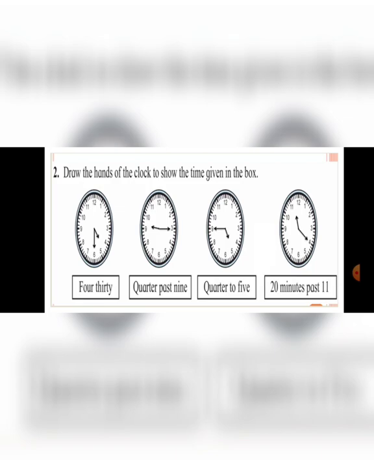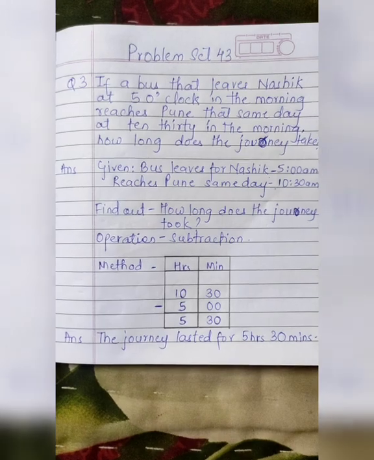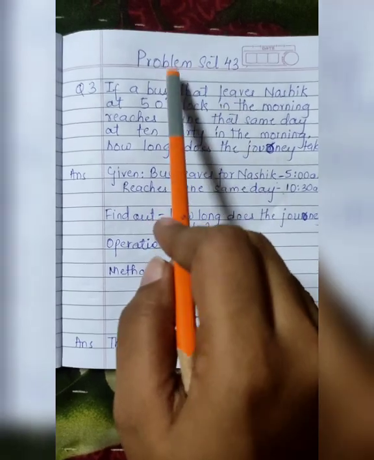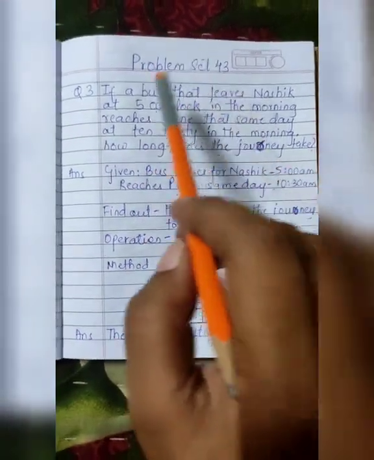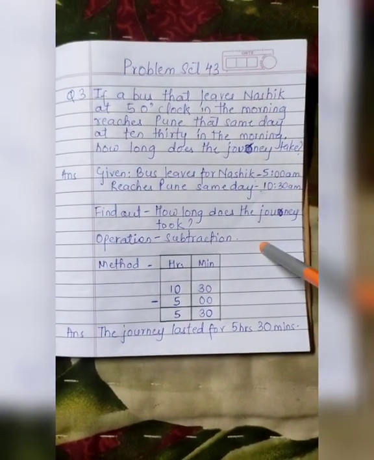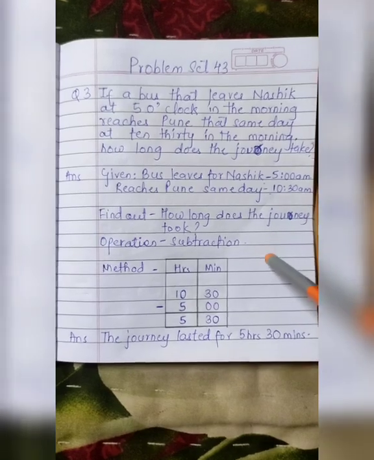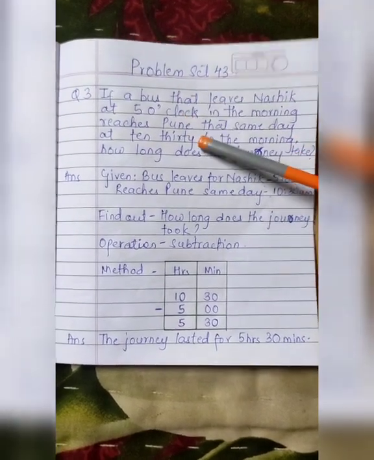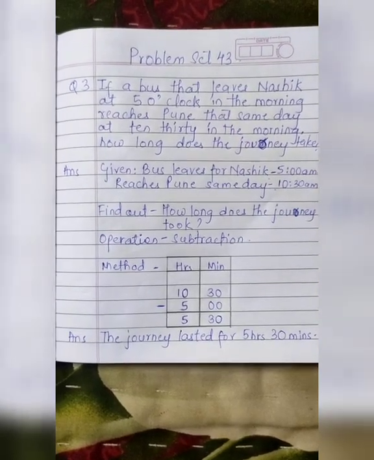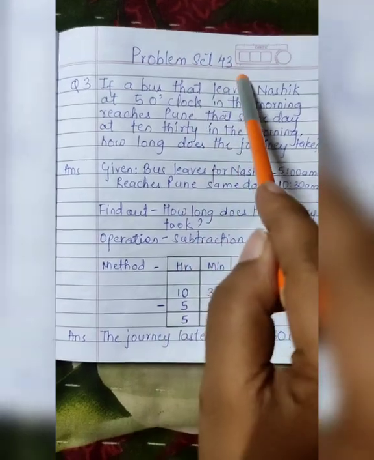Now for the next question, students, you have to take out your maths notebook. We are going to solve the word problems in your maths notebook. Okay students, so take out your maths notebook, and before starting problem set 43, I have given some writing parts. Before this problem set 43 you have to write that. I have shared it in the notes. So this is the second part of the problem set 43. The first part we have done in the textbook. So let's start. Write problem set 43.